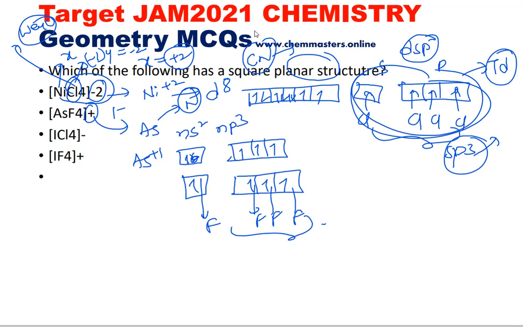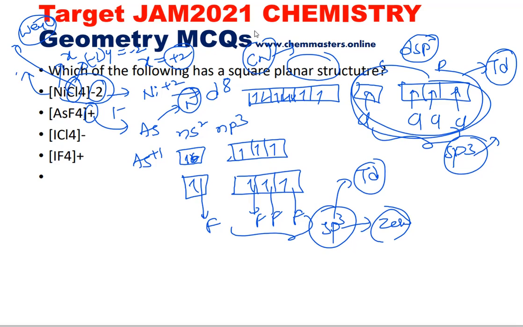It is simply sp3 hybridized with 0 unpaired electrons. That's why it is tetrahedral geometry, right? The nickel complex is tetrahedral, whereas the arsenic molecule is also tetrahedral. Now just look at ICl4 minus.